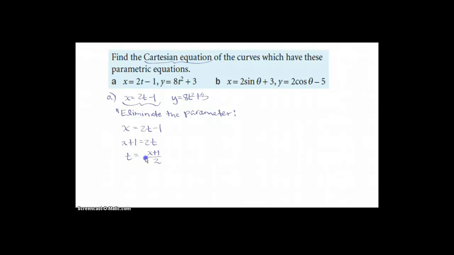Now I have a function of t and x, and if this is true that t equals this in x, then I can take that and substitute it into the y equation everywhere that I see a t. And I have successfully eliminated the parameter. There is the Cartesian equation for these parametric equations. So that's really all that it's asking you to do. Sometimes it's fairly straightforward to do. Sometimes it takes a little finesse.